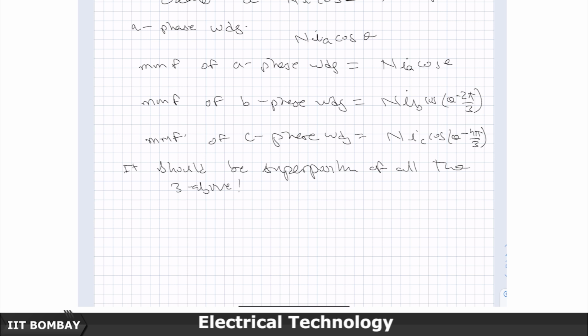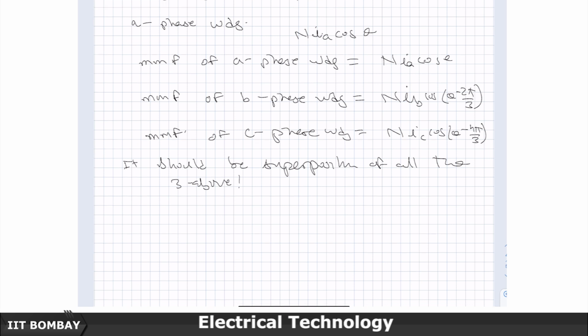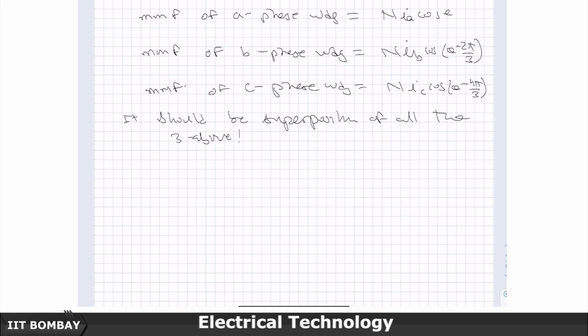This is of course assuming that iron is not saturated, it is like a linear element, and the air gap is also a linear element, so the MMF will be superposed. Based upon linearity, later on I will say that B is proportional to MMF, and we will come to that. Therefore, the net MMF, F is usually the abbreviation used for MMF, F of theta is going to be equal to N iA cos of theta plus N iB cos of theta minus 2 pi by 3 plus N iC cos of theta plus 2 pi by 3.